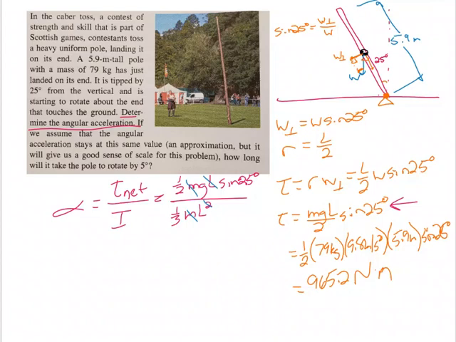So we wind up with, let me change back here, alpha equals 3/2. There's a g on the top that sticks around. There's a sine 25 on the top.